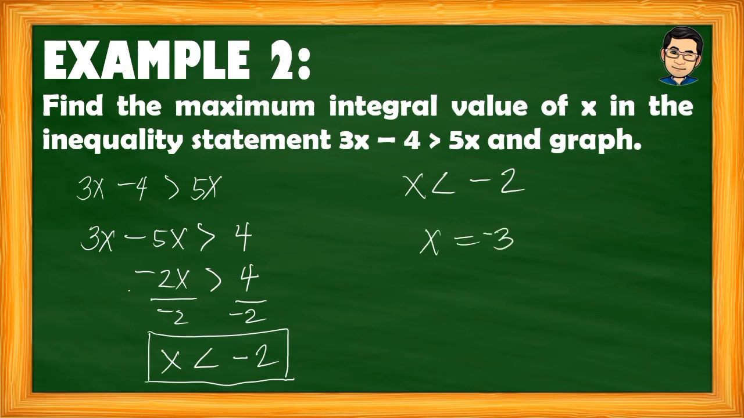negative 3. Okay, so kasi yung kasunod po ng negative 2 na pababa is negative 3. And then, kasunod ng negative 3 is negative 4. Mas mataas po ang negative 3 kesa sa negative 4. So, ibig sabihin na maximum integral value of x is negative 3.